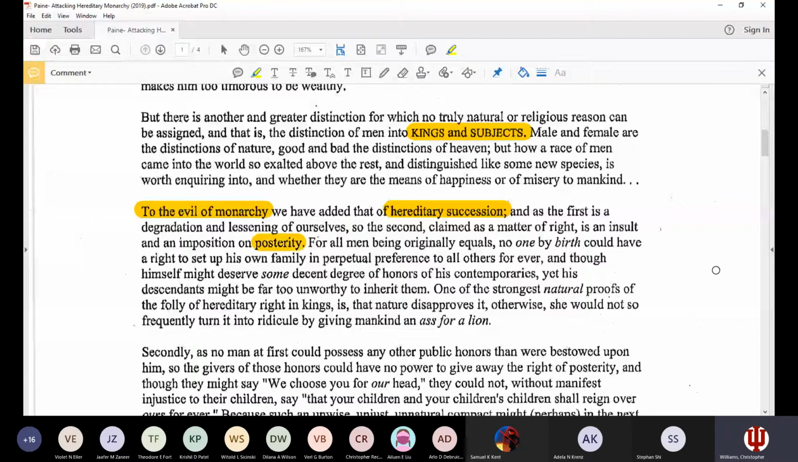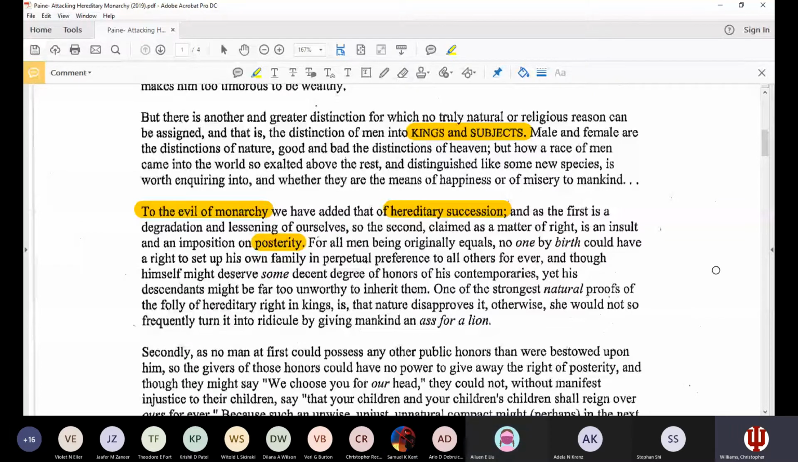Now, what is he talking about here when we see the word posterity? What does posterity mean? Somebody, if you know, raise your hand. Does anybody know what posterity means or what it's referring to? Eileen? It means your descendants. Yep, those who come after you.